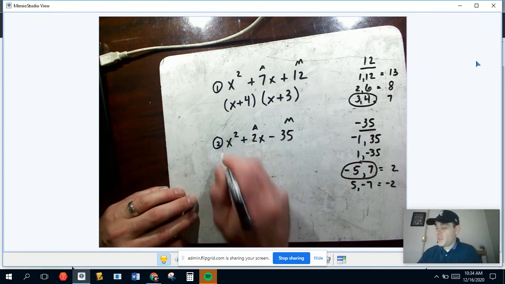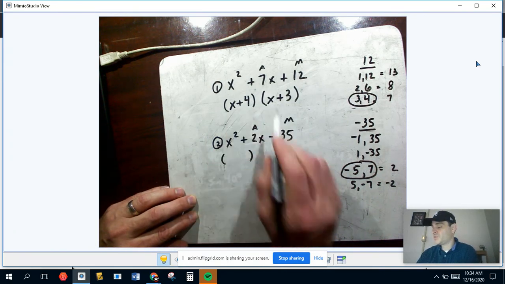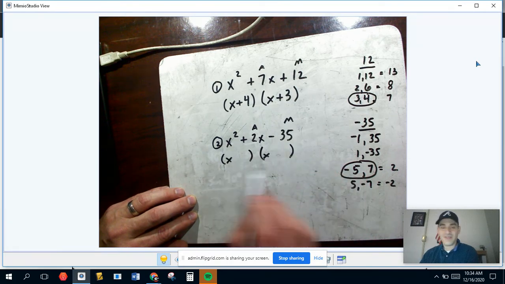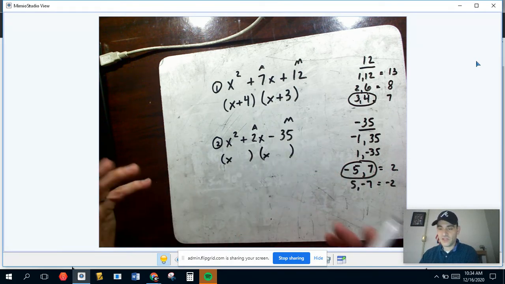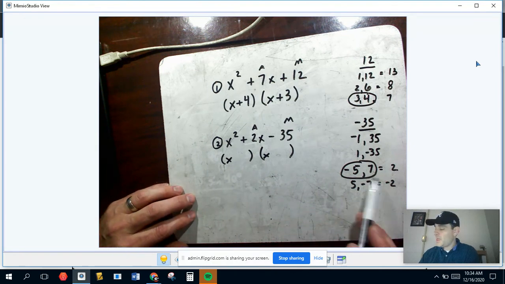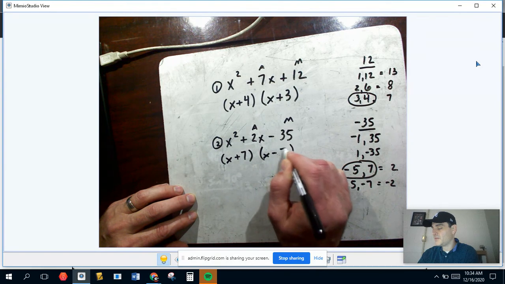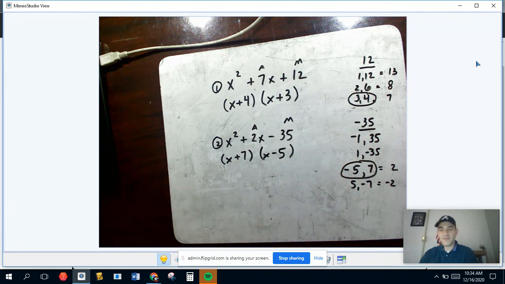Okay, so again, just like in this one, put my 2 parentheses, put my 2 x's. This you can do without even thinking about it. You just always write the x's there. And I like to write the bigger number first. I'm going to put positive 7, which is bigger than negative 5. Now, why is it that I'm putting the bigger number first? Again, you don't have to, but it sets up a nice rule.